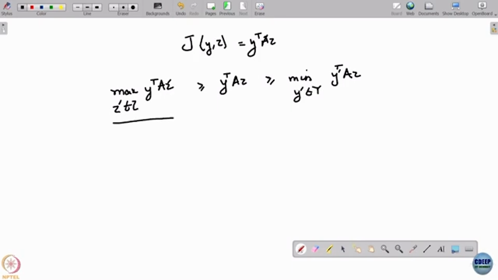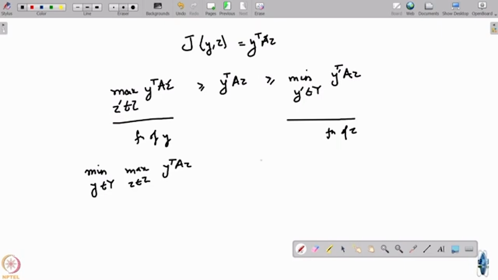So now what I have on the left hand side is a function of y alone, and on the right hand side a function of z alone, and the left hand side is always greater than or equal to the right hand side. Which means the least value of the left hand side is greater than or equal to the largest value of the right hand side. So the min over y of the max over z in Z of y transpose Az is greater than or equal to the max over z of the min over y.